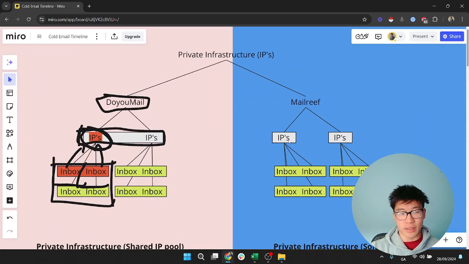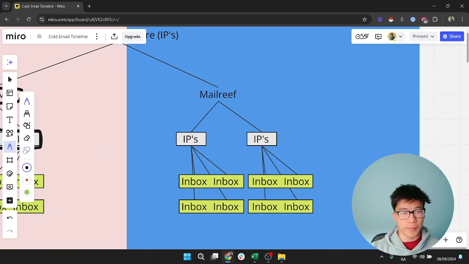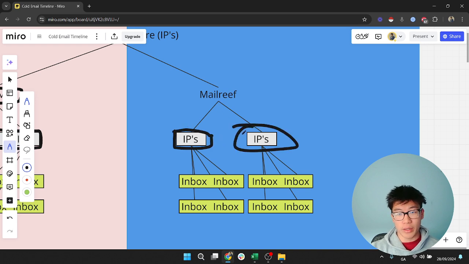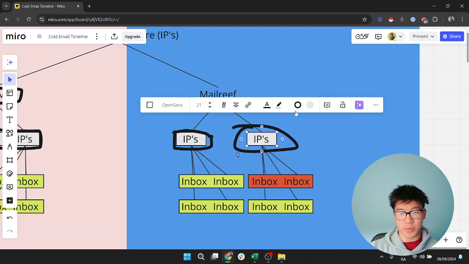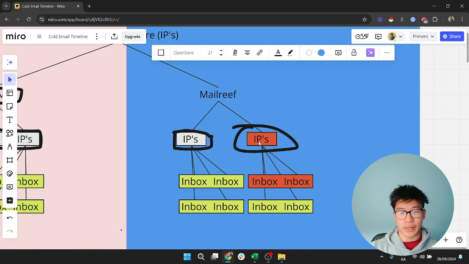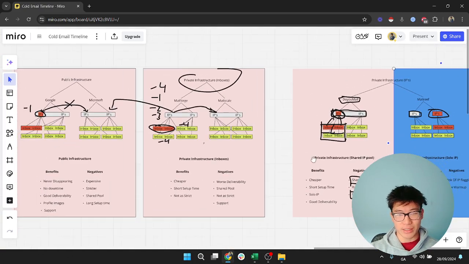The way this works is pretty self-explanatory: instead of having these guys join together like that, you have a solo IP. That means this is completely isolated from this one. So even if these guys go bust and start spamming people and spend all this money and this is flagged, you are completely safe. And this is literally what people don't like. This is the back end, and this is kind of how it works.